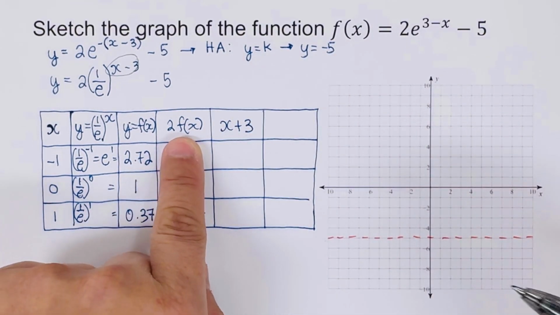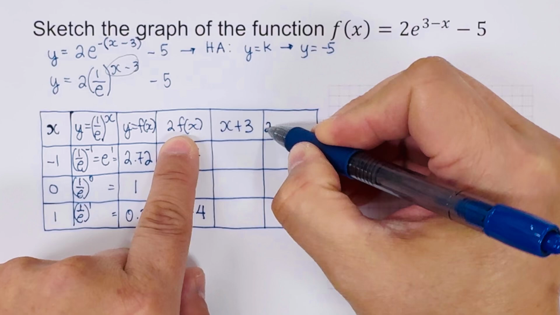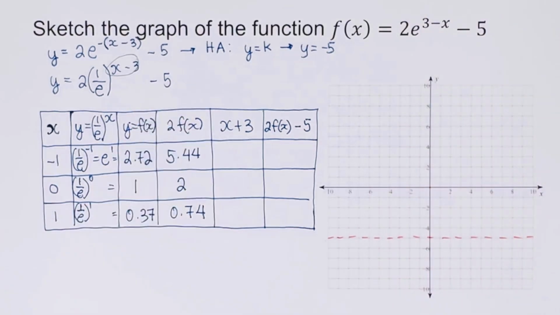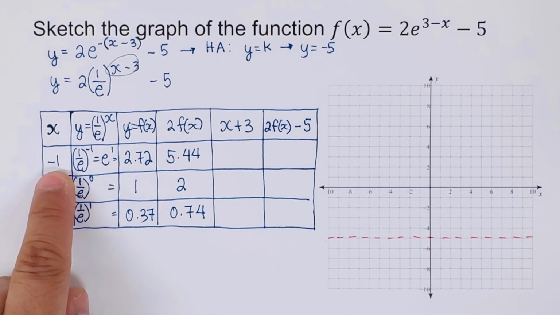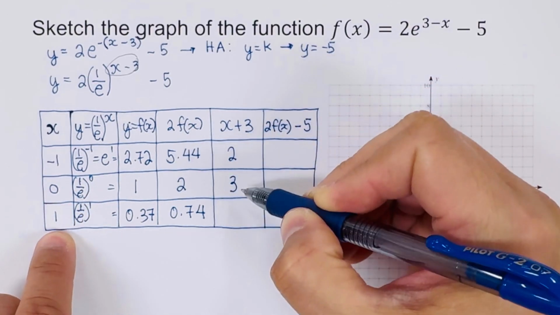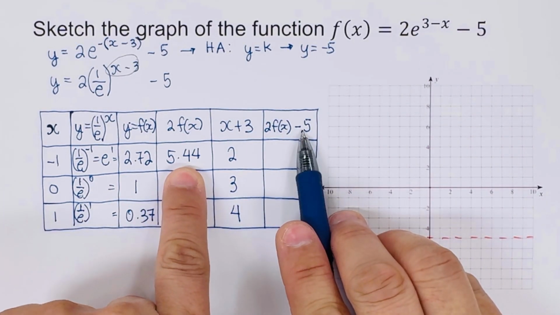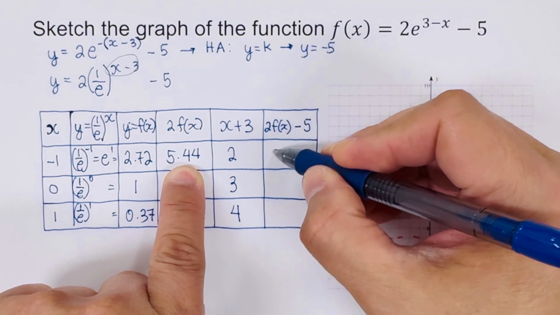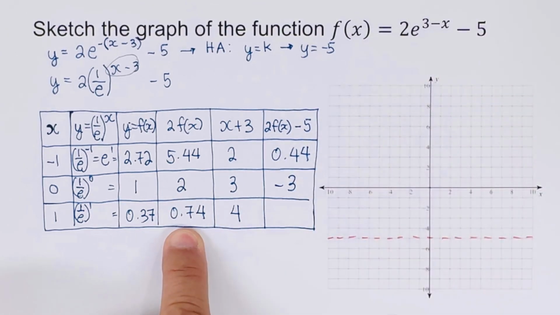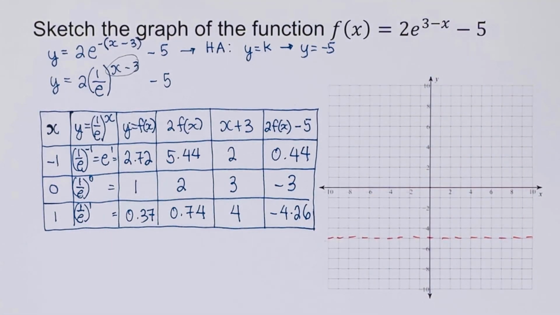And then we will use our transformed values for f of x using the stretch factor. That is 2f of x minus 5 because the k was 5. So these would be the values. So -1 plus 3 is 2. 0 plus 3 is 3. 1 plus 3 is 4. And then 5 will be subtracted from these values. 5.44 minus 5 is 0.44. 2 minus 5 is -3. 0.74 minus 5 is -4.26.